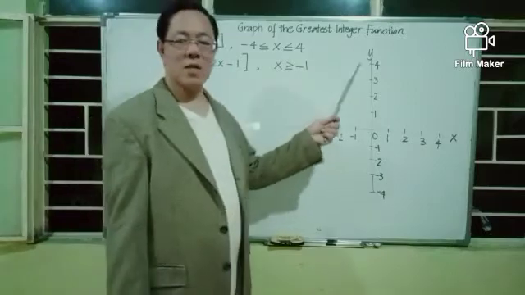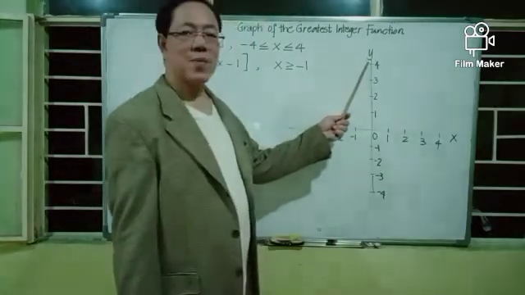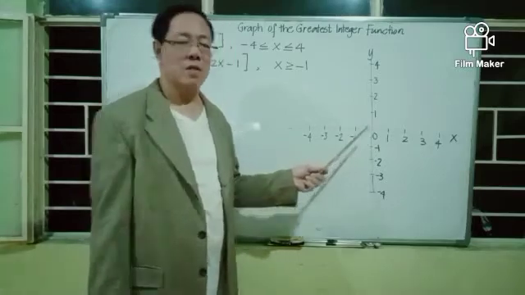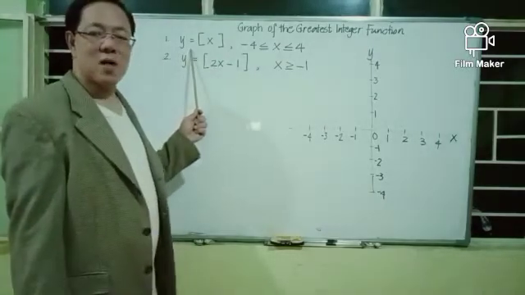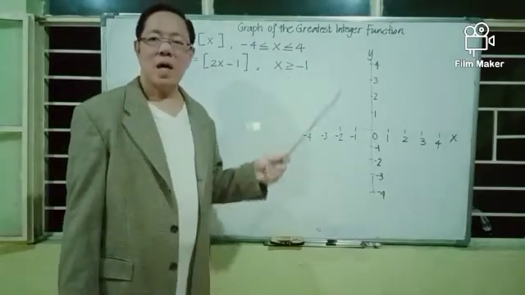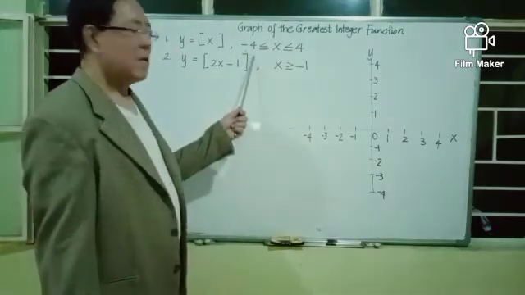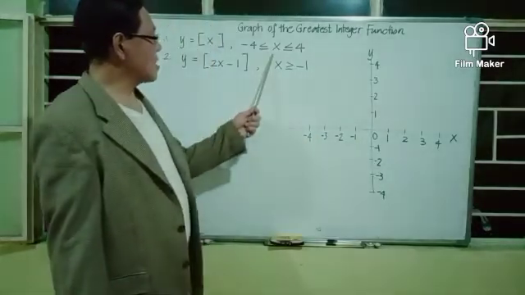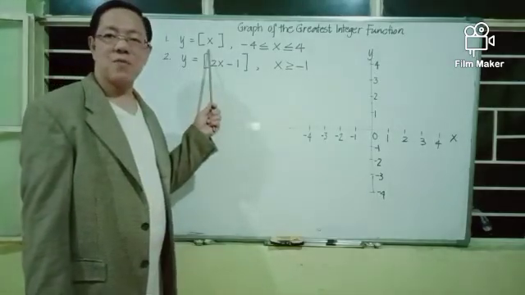We sketch the graph in the Cartesian plane where we write x in the horizontal axis, y in the vertical axis, and the intersection is the point 0 or origin. We start with the graph of the floor of x for x between negative 4 and 4. In sketching the graph, we start from negative 4, going to positive 4.